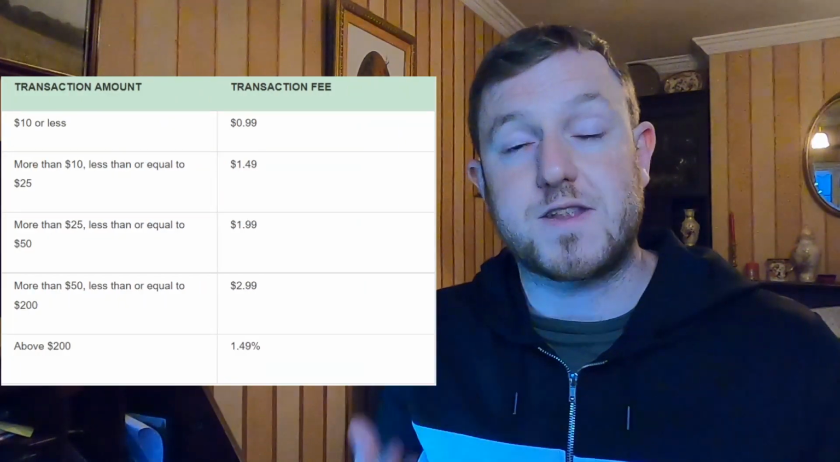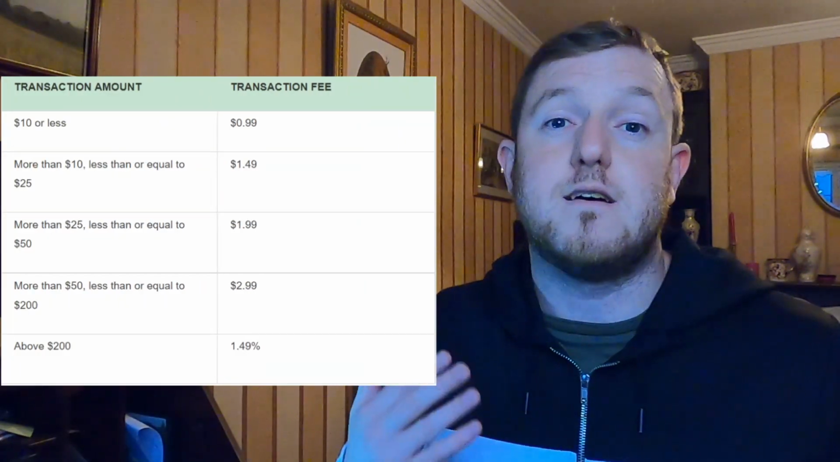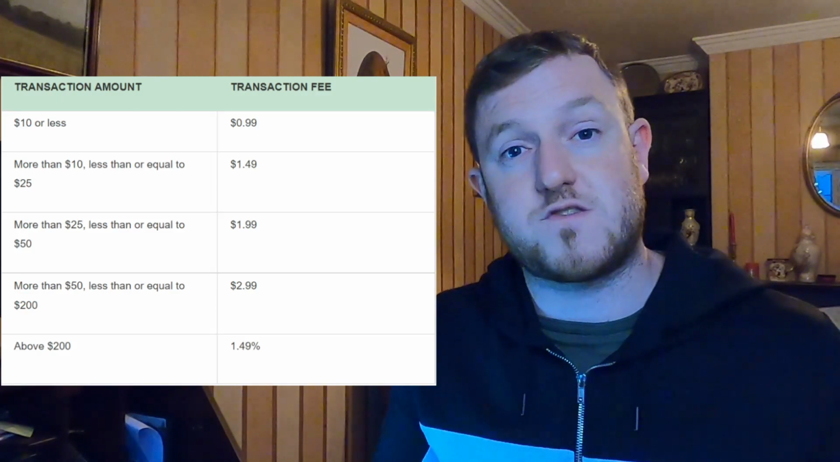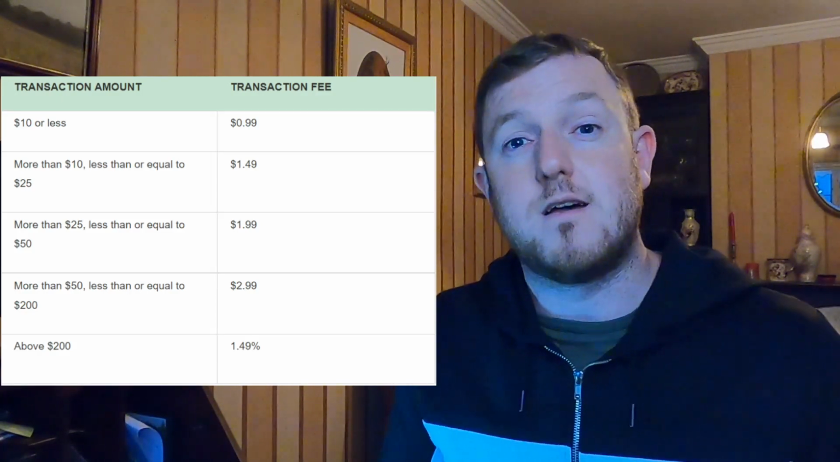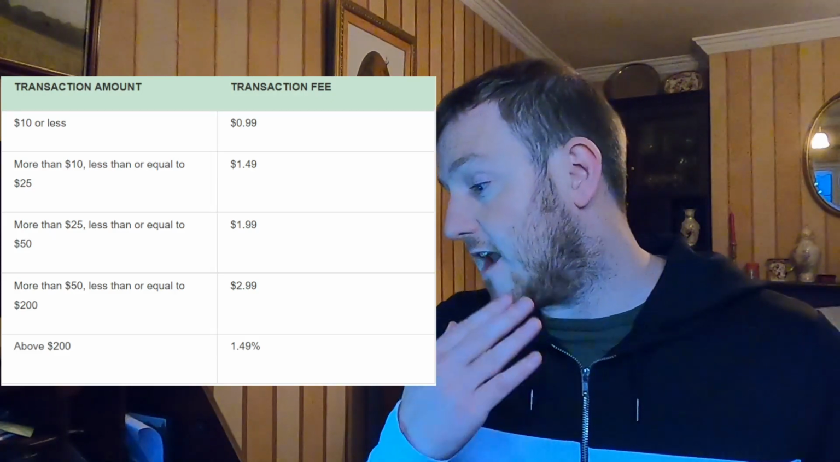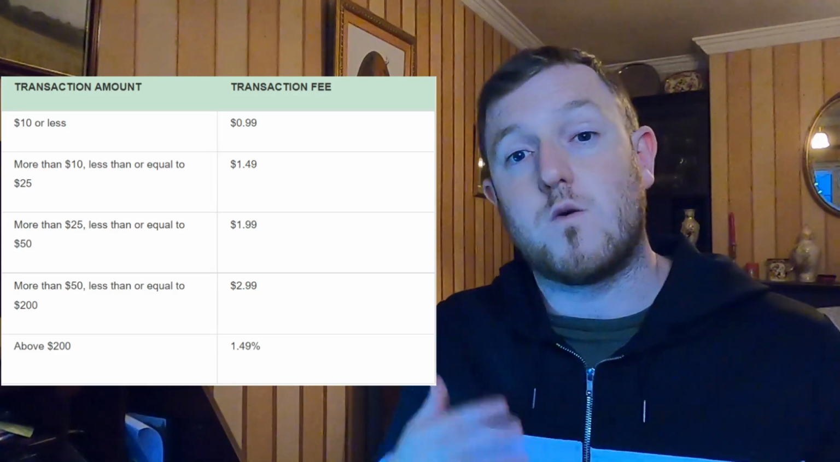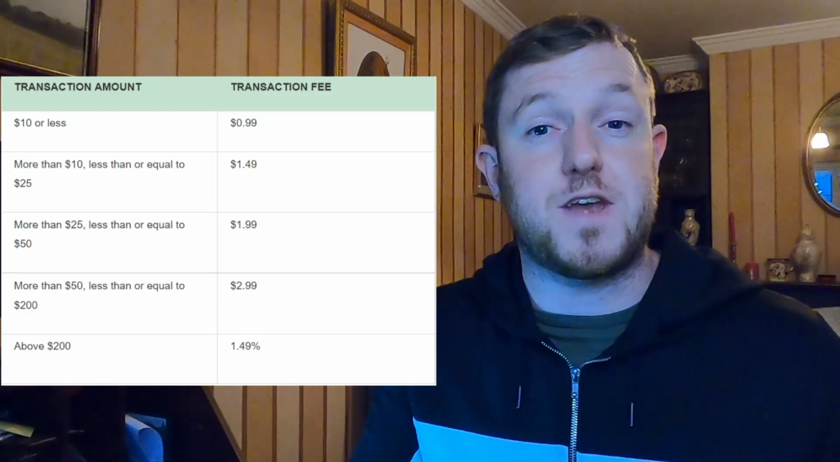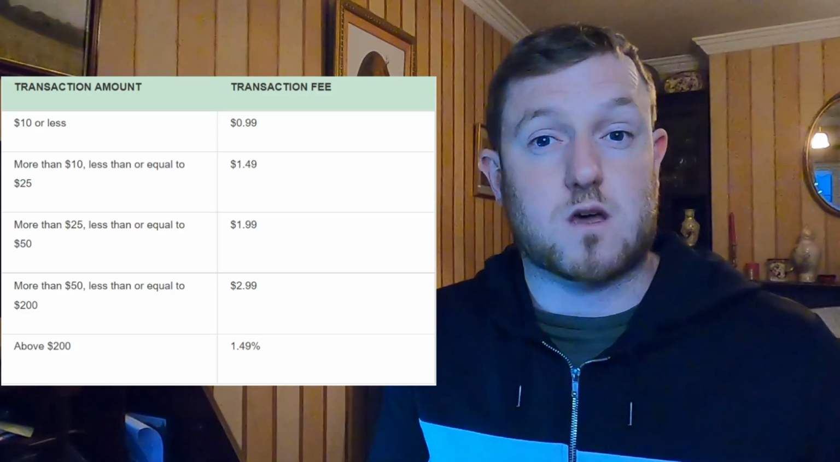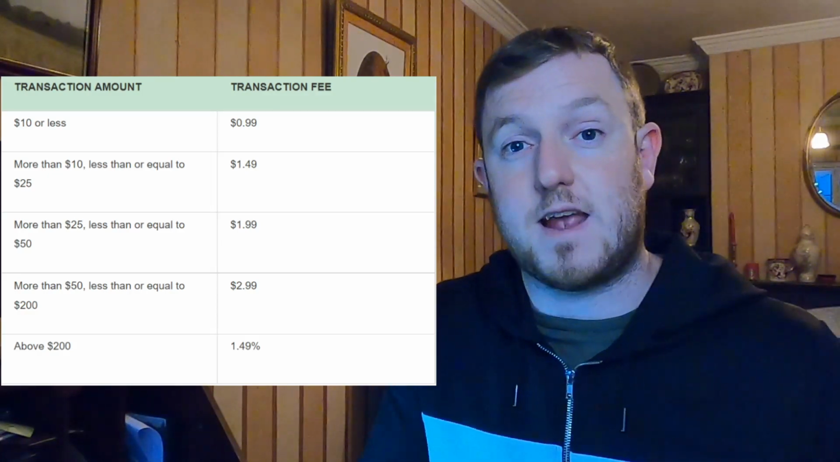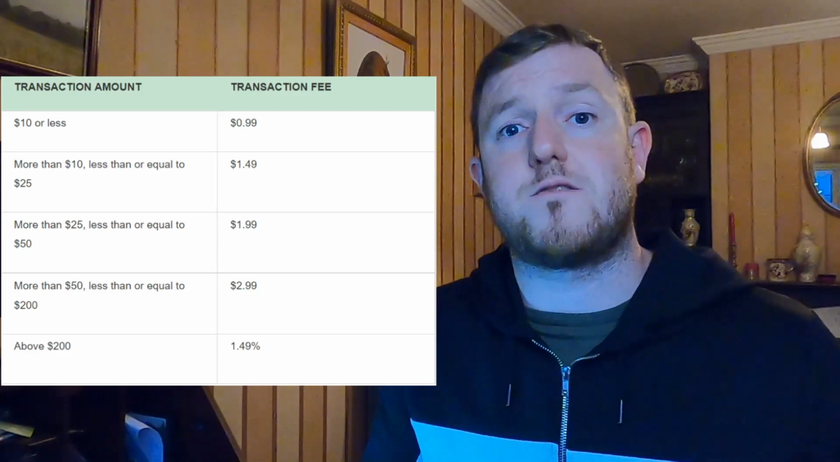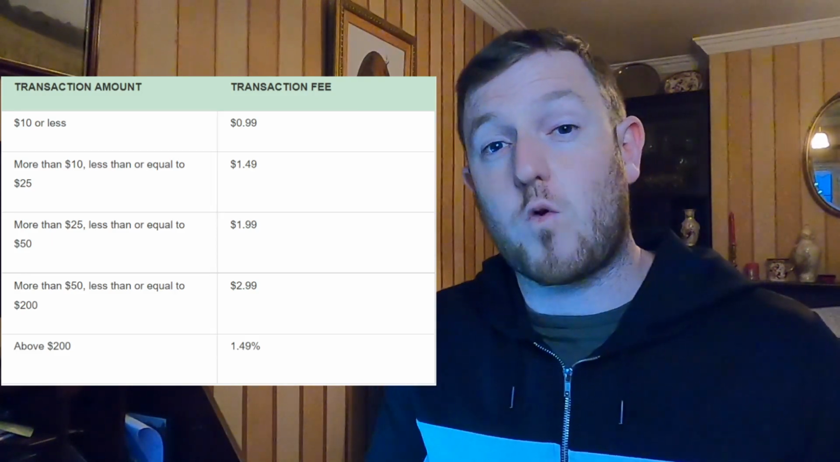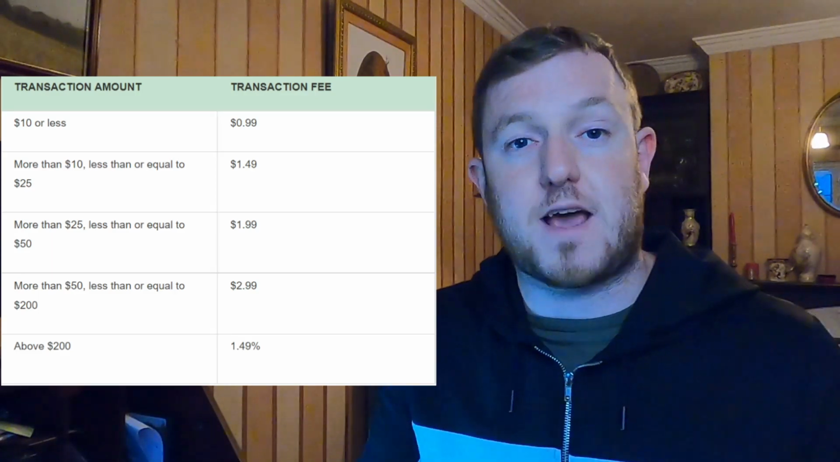But the fees on Coinbase go up and up the more you invest. So if you invest $0 to $10, that is going to cost you 99 cents. If you invest between $10 and $25, that will cost you $1.49. Between $25 and $50, that is going to cost you $1.99. If you invest between $50 and $200, that will cost you $2.99. And anything above $200 is going to cost you 1.49% of whatever the transaction amount is.